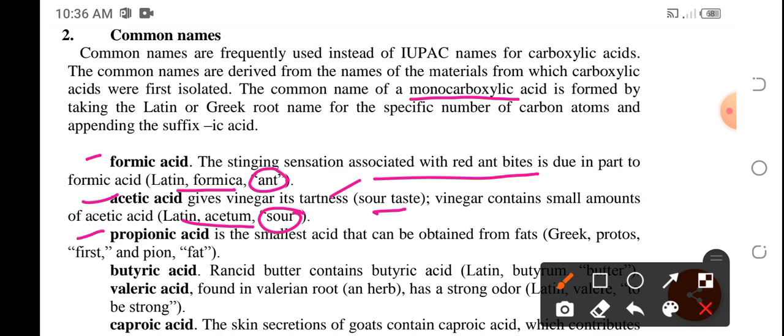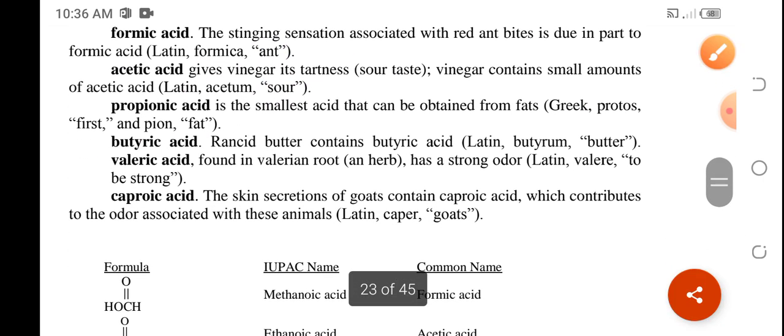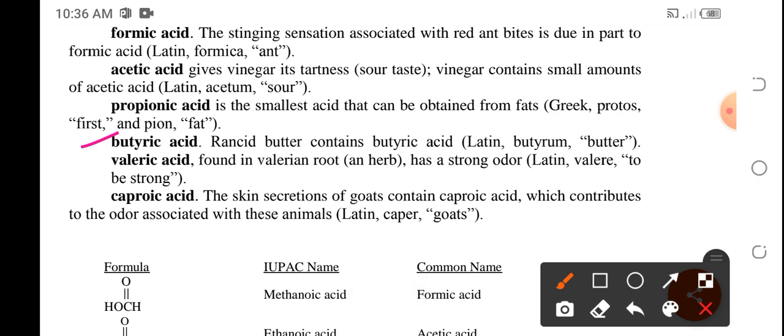Propionic acid, from the Greek words protos, which means first, and pion, which means fat, because this is the smallest acid that could be obtained from fats. Next, we have butyric acid. All rancid butter contains butyric acid, so this causes the rancidity of butter. The Latin name is butyrum, which means butter.